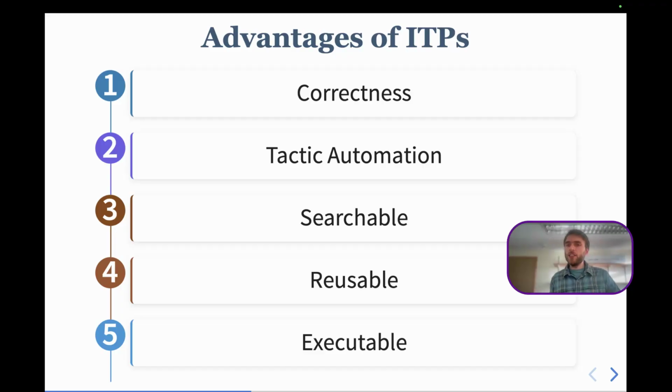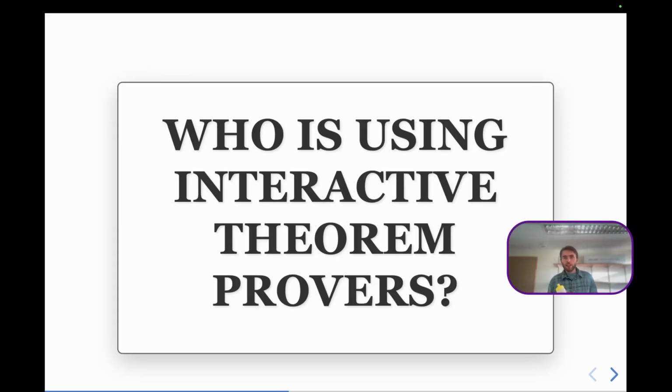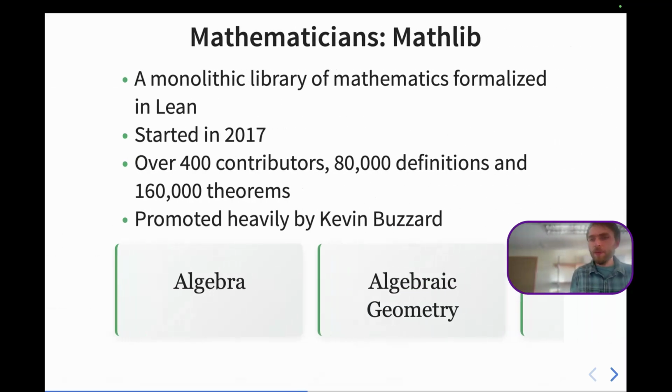So they're the main advantages of using an interactive theorem prover, which opens the question: who is using interactive theorem provers? The main people that are using it are the mathematicians. And there's one project that probably stands above the rest within mathematics in interactive theorem provers, and this is the project MathLib. MathLib is a monolithic library for mathematics formalized in Lean.